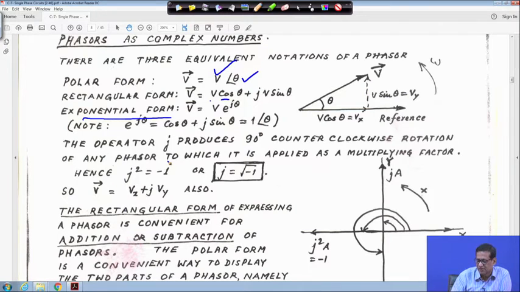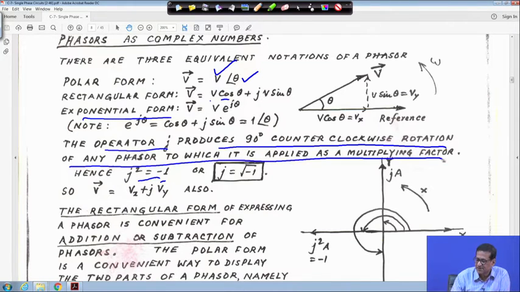Another thing is that the operator j produces 90-degree counterclockwise rotation of any phasor to which it is applied as a multiplying factor. Hence j square is equal to minus 1. So this is your x, this is the real axis, this is the imaginary axis. In that case, this is j, we call it imaginary.